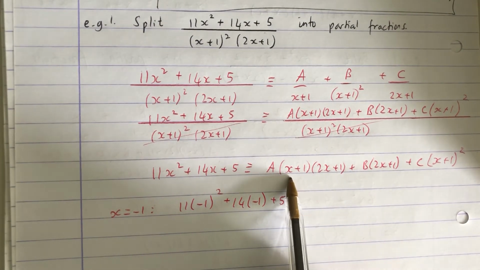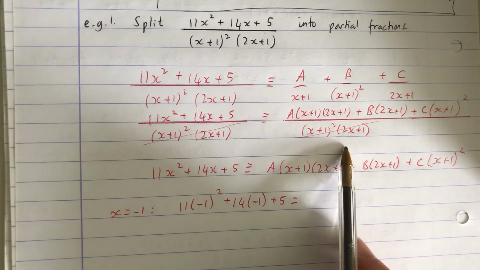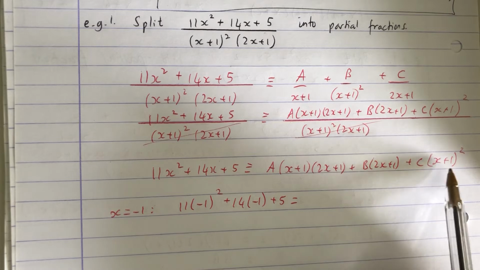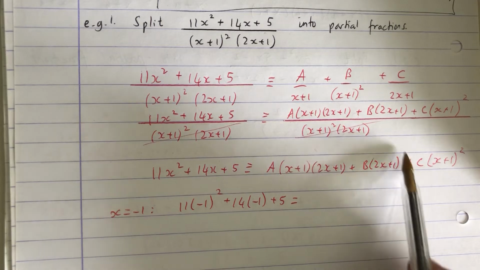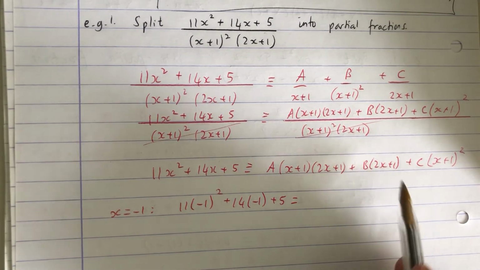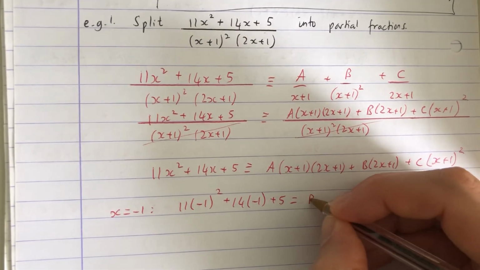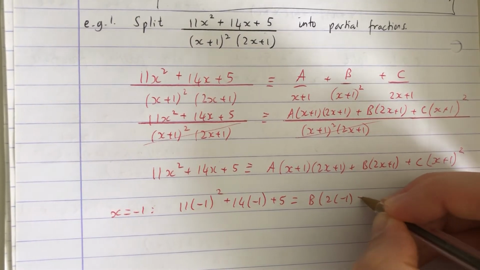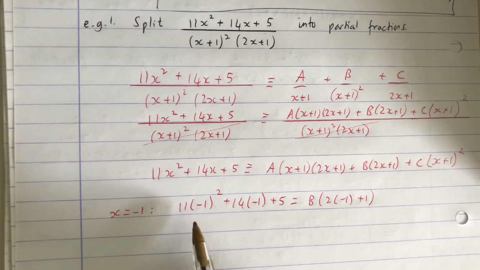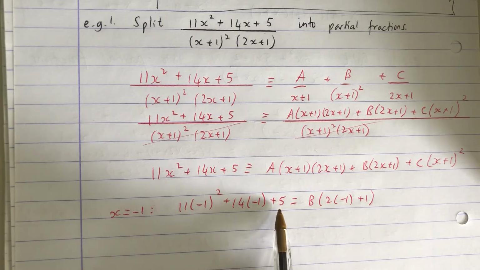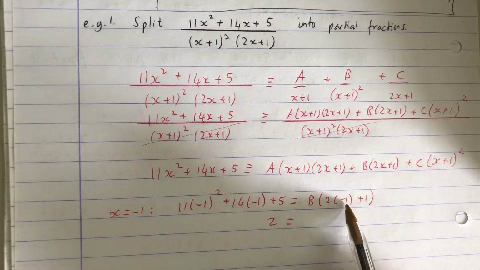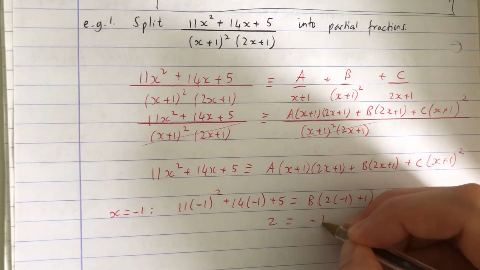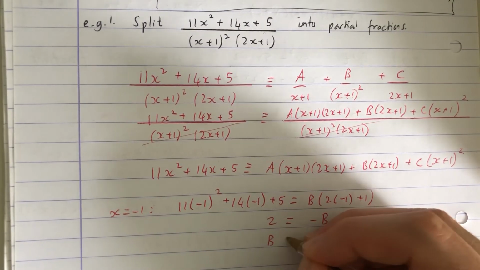Now that bracket in this first term goes to 0, so this entire term goes to 0. The third term, that bracket goes to 0, so that entire term goes to 0. So you're just left with the second term, which would be b brackets 2 times -1 plus 1. The left hand side simplifies to 11 subtract 14 plus 5 is 2. 2 times -1 is -2 plus 1 is -1, so that's -b. To give you b is -2.